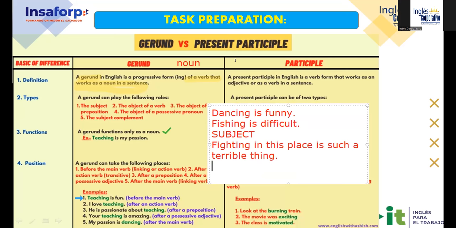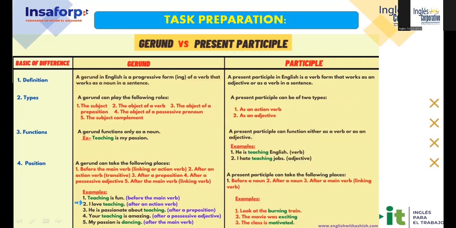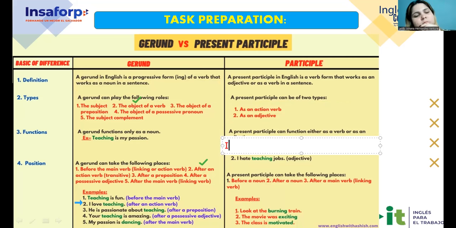We have, let's move here, "I love teaching," after an action verb. So after a verb, it means the object of a verb. So we're here and here. Aquí vamos, miren, objeto de un verbo, after an action verb. So let's write some examples. I like training. Excellent. What do I like? Training. ¿Qué me gusta? Entrenar, right?